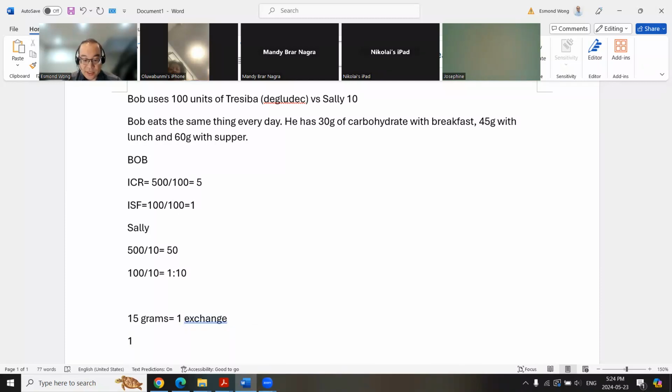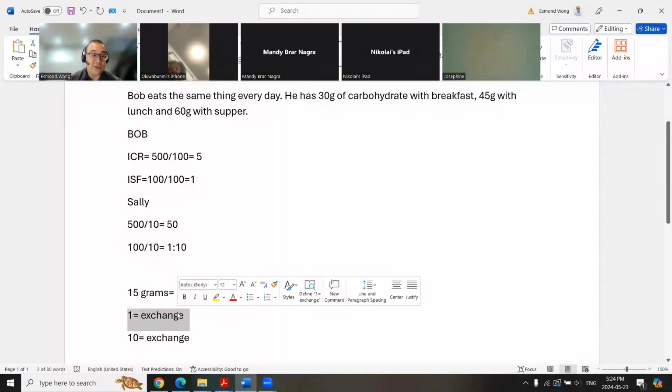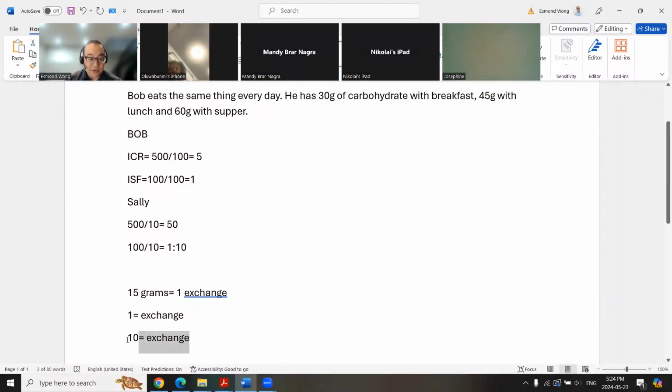One person uses 1 unit for an exchange, and another person uses 10 units for an exchange. Remember, in this example, an exchange is 15 grams. So who would be more sensitive to insulin? Well, obviously this person. They only need to use 1 unit for an exchange of 15 grams, whereas this person needs to use 10 units to bring down 15 grams of carbohydrate back down to normal.